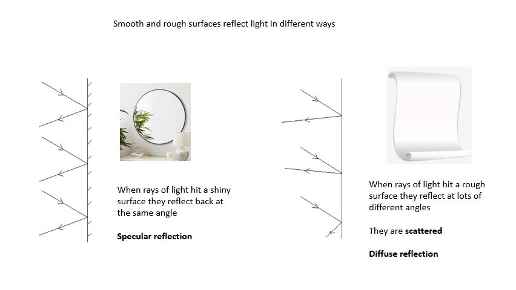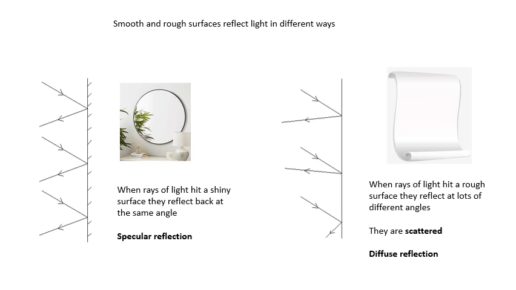Now, smooth and rough surfaces reflect light in different ways. If you have a shiny surface, like a shiny metal or a mirror, now when rays of light hit a shiny surface, they all reflect back at the same angle, and that's why it's shiny, and that is called specular reflection. It's also why you can get an image from a mirror, a virtual image. So specular reflection is off a shiny surface.